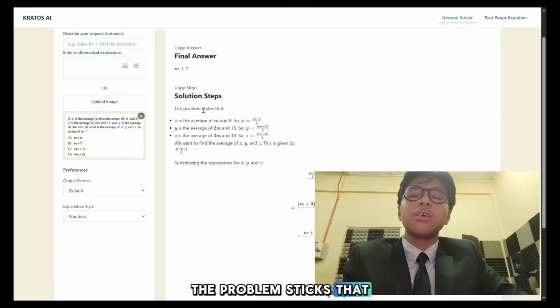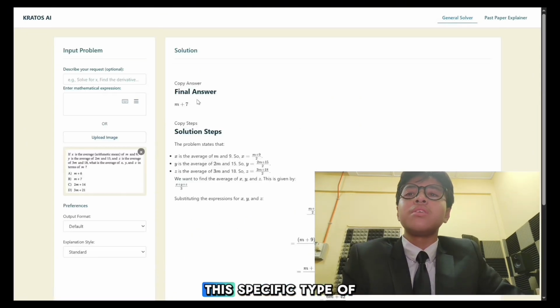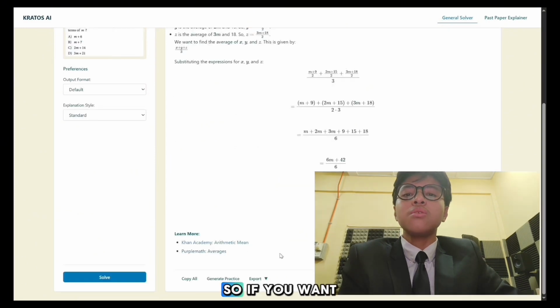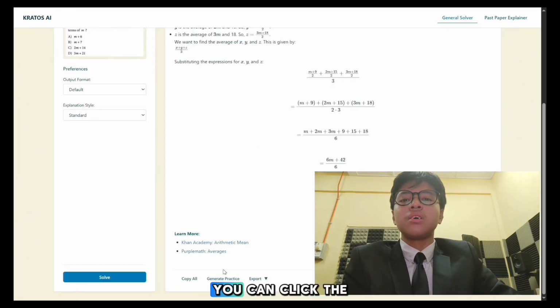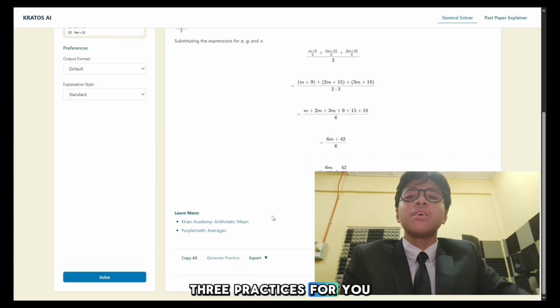The solution says that x is the average of m and 9 and so on, and it will ultimately lead to the answer. You also have the learn more, which is a link for you to learn more about this specific type of question. So if you want to be better, you can click generate practice. It'll generate usually 3 practices for you to try.